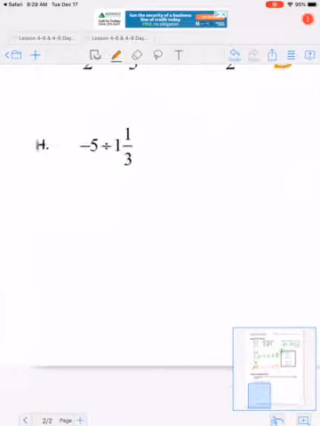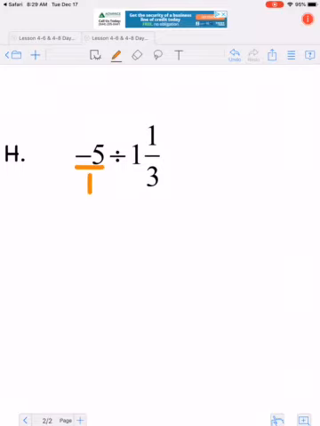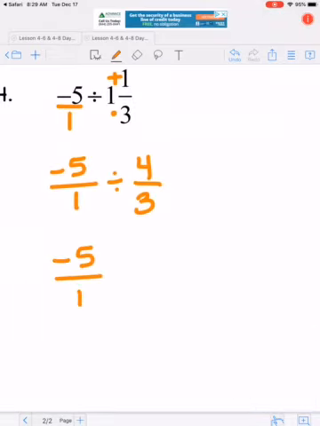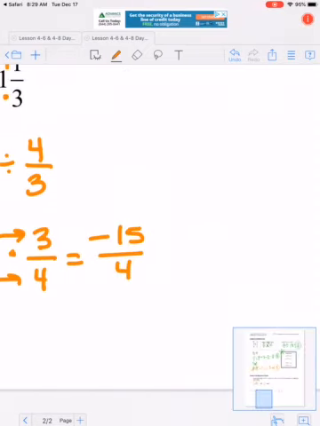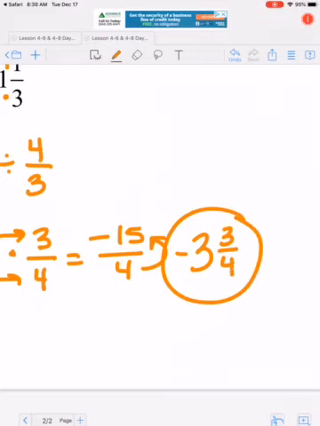Okay, example letter H. We're going to make our negative 5 and put it over 1. And we're going to make 1 1/3 an improper fraction. So I get negative 5 over 1 divided by 4 over 3. From here I'm going to do keep it, switch it, flip it. So I have negative 5 over 1 times 3 over 4. And I'm going to multiply straight across. So I'm going to get negative 15 over 4. How many times can 4 go into 15? That is 3 times, but remember it is a negative. And then there are 3 out of 4 left over. So we'd have negative 3 3/4.